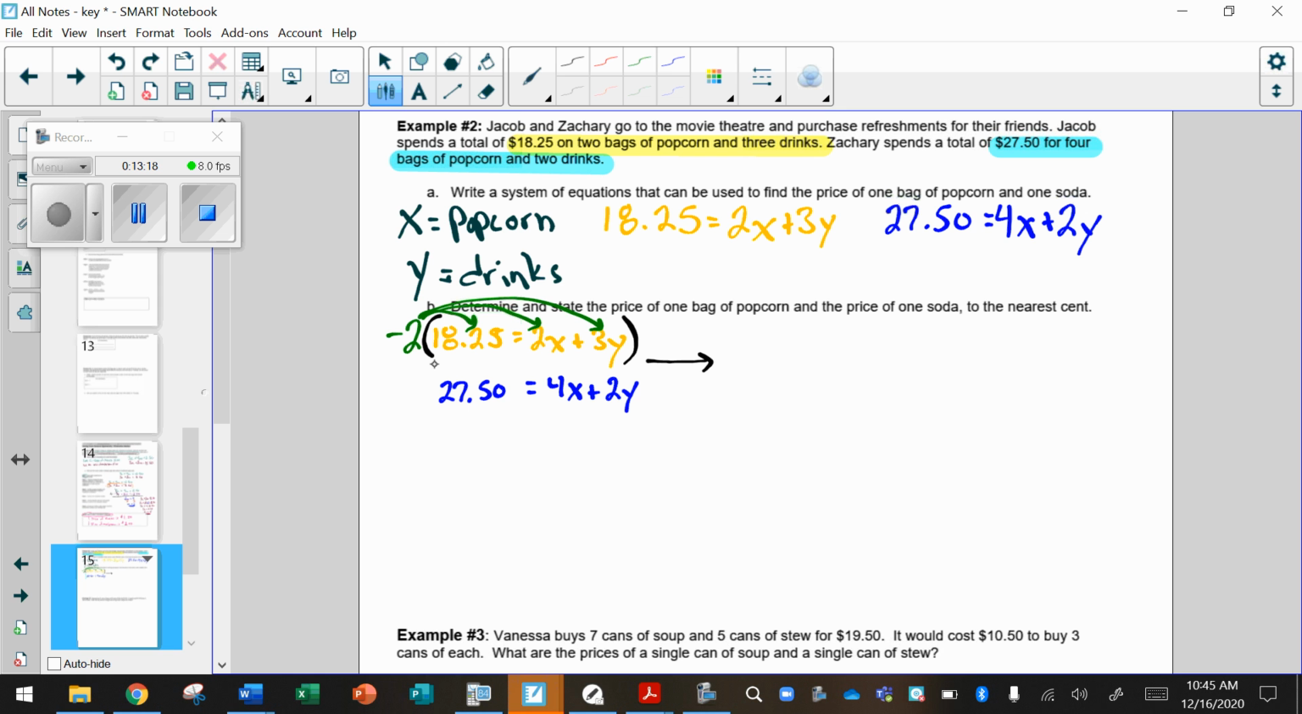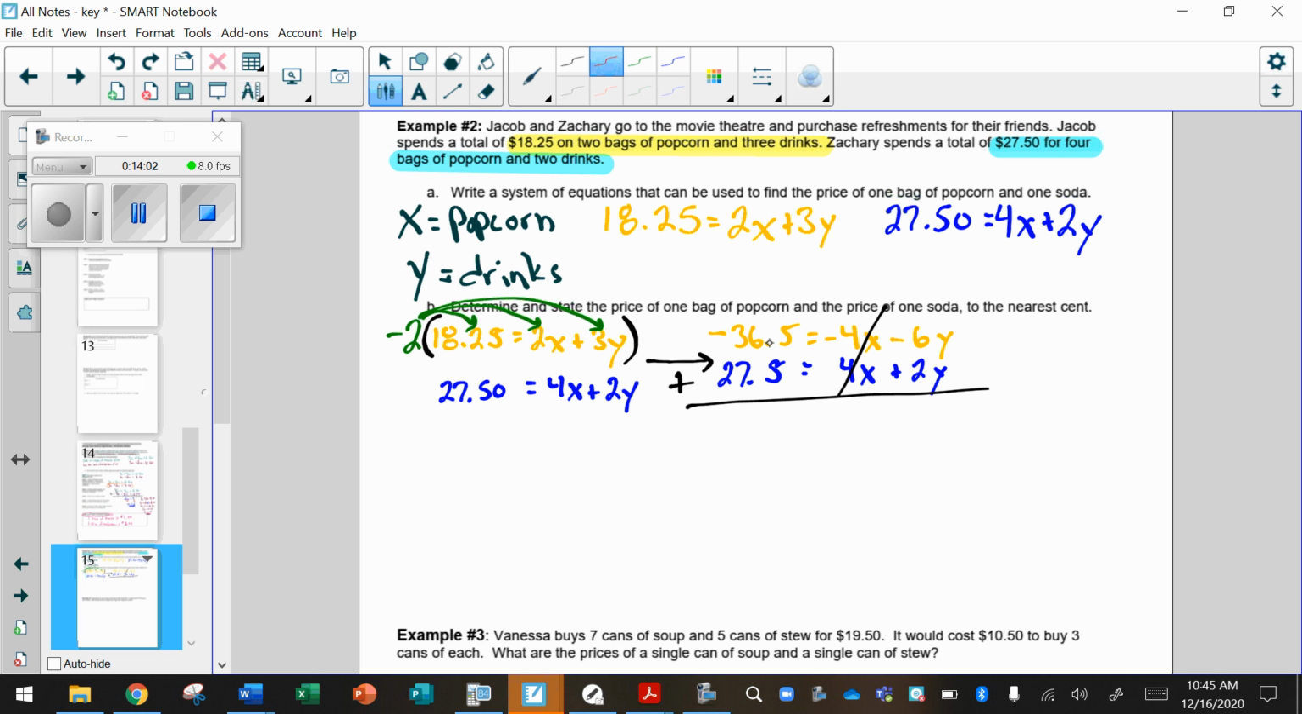18.25 times -2 is -36.5. -2 times 2x is -4x. And then -2 times 3y is -6y. My other equation does not need to change at all. Stays 27.5 equals 4x plus 2y. And if all goes well according to plan, when I add these two together, the -4x and the positive 4x cancel out just like I wanted.